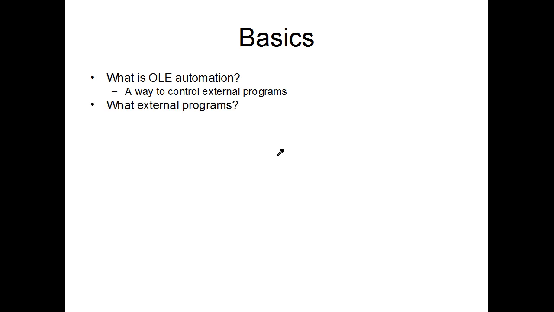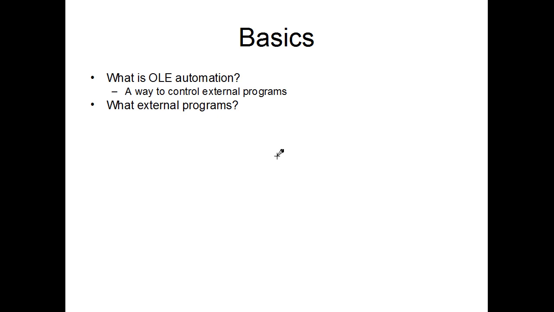Let's have a look at the basics first. And the first thing is, what is OLE automation? Well, it's a way to control external programs. And why would you want to control external programs? Well, because you want to add to your application a functionality that is not available in WinDev directly, and we're going to see that there are many things that you can do outside of WinDev that you may want to control.